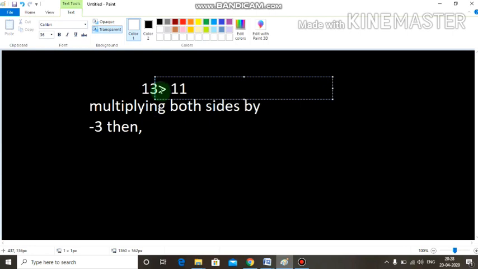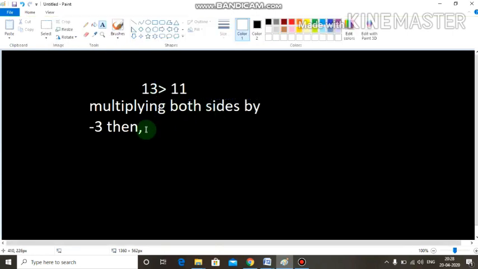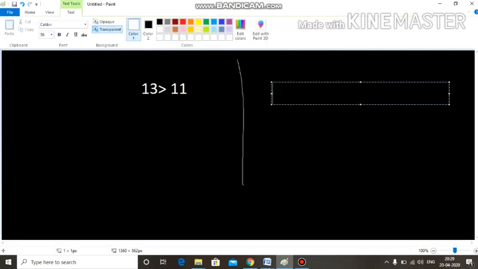Suppose in the case of an equation, I am considering one equation: 2x + 13 = 5. This is an equation. Obviously, between the left hand side and the right hand side, an equal sign is there. So this is an equation.